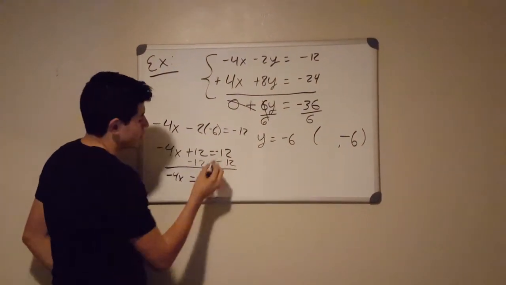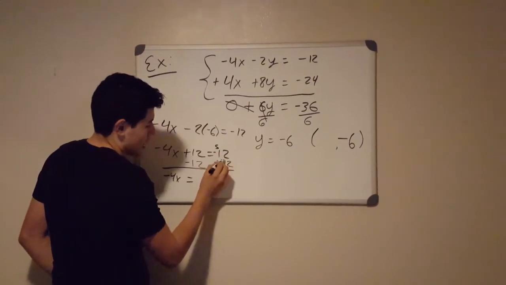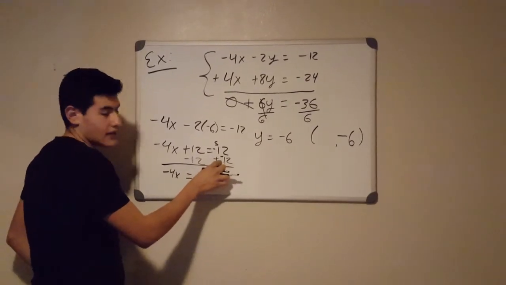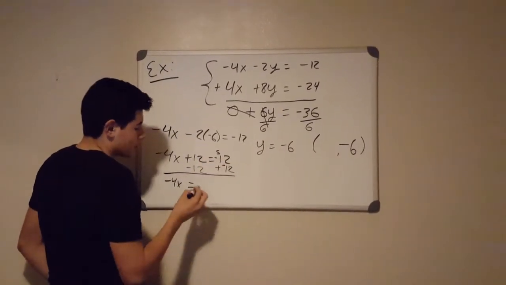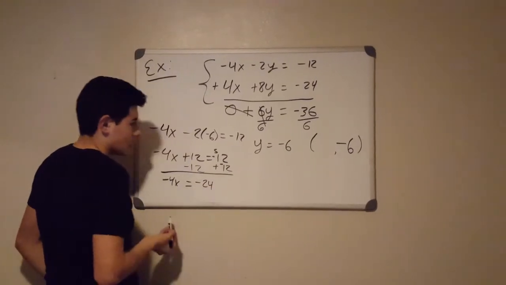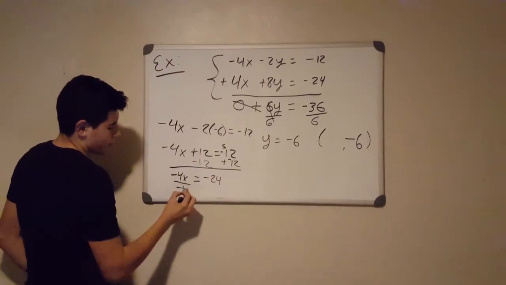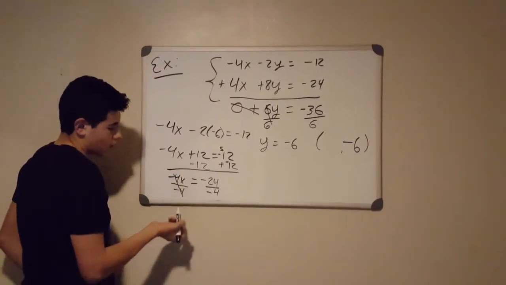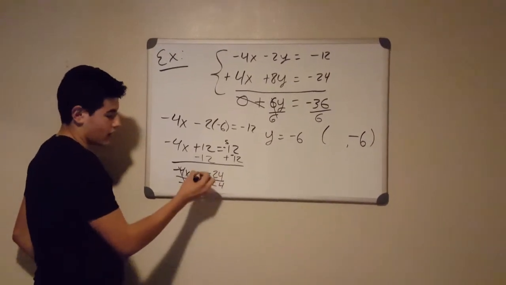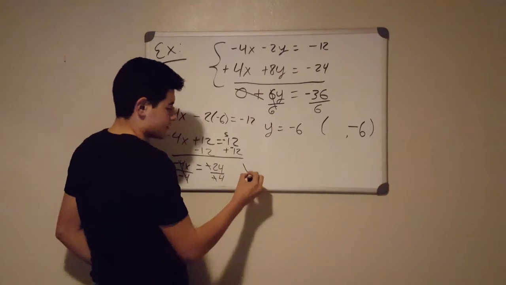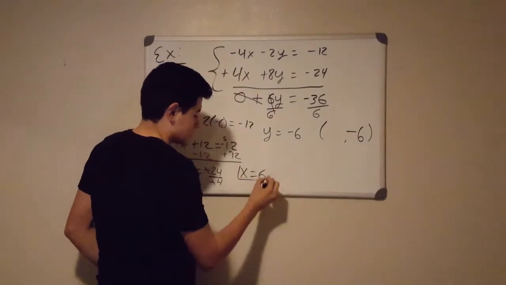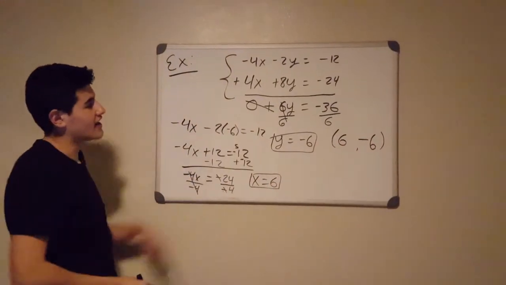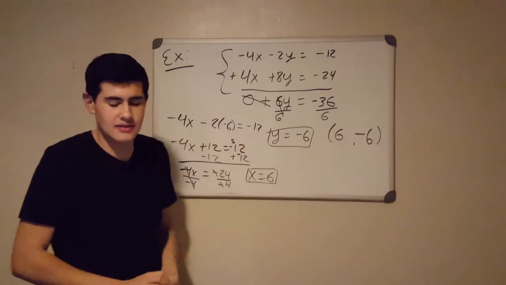Negative 12 minus 12: same, change, change. The negative stays the same, the negative changes to positive, and the positive changes to a negative. Negative 12 plus negative 12 is negative 24. Now we divide by negative 4 on both sides to single out our variable x. Negative 4 and negative 4 cancel out. Negative 24 over negative 4: the negative signs cancel out, and we get a positive 6. So x is equal to 6. That means our point that satisfies our system of equations is 6 comma negative 6.